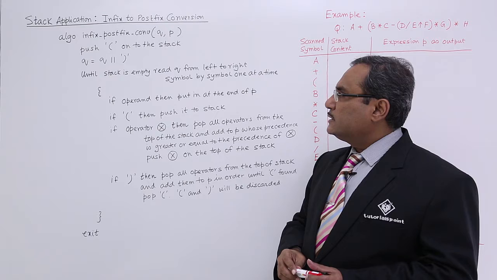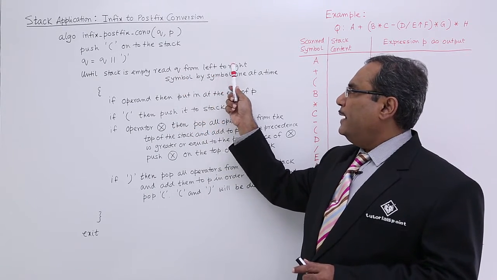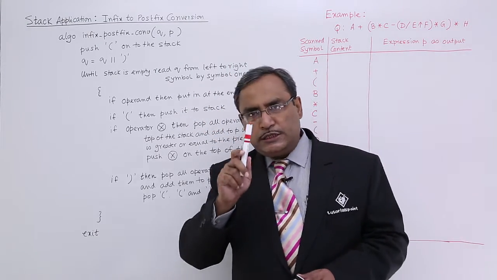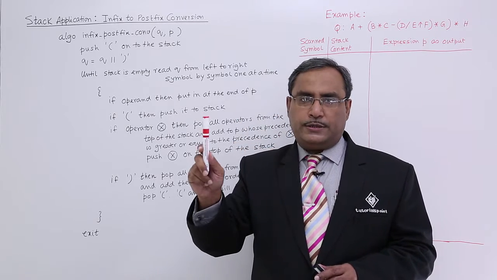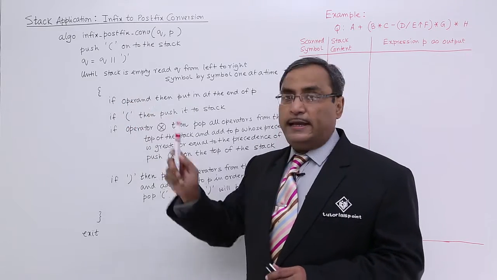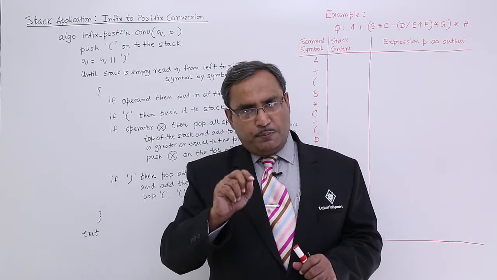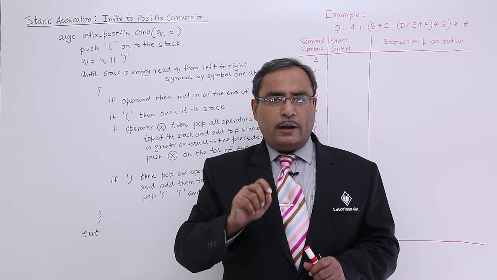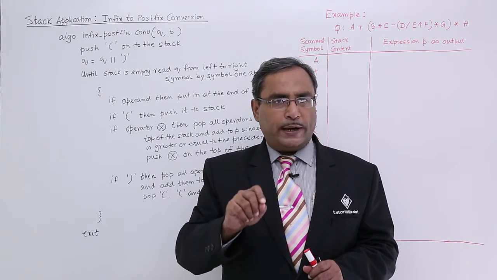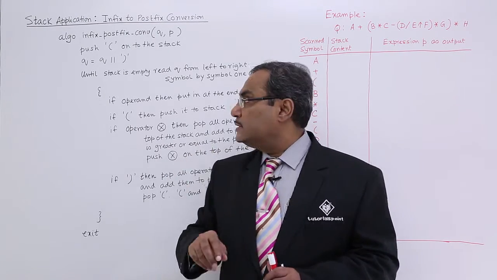Now, until the stack is empty, read Q, that means the infix expression, from left to right, symbol by symbol, one at a time. You know that if we read one infix expression symbol by symbol from left to right, we can get 4 different symbols: operator, operand, opening parenthesis and closing parenthesis.